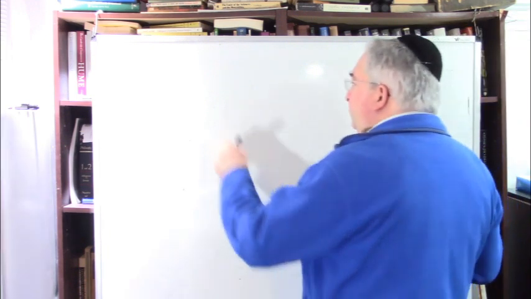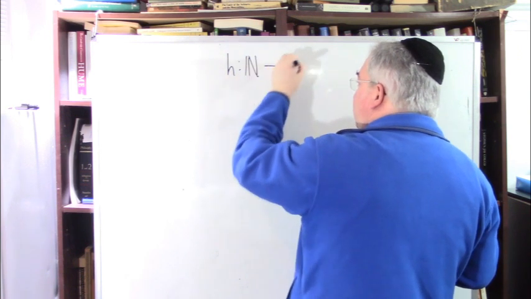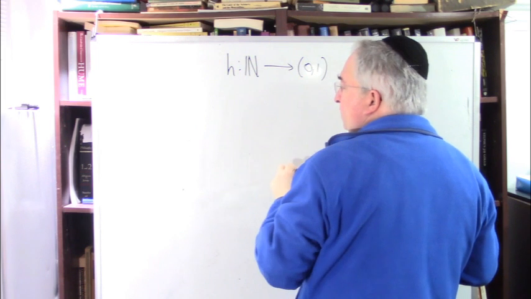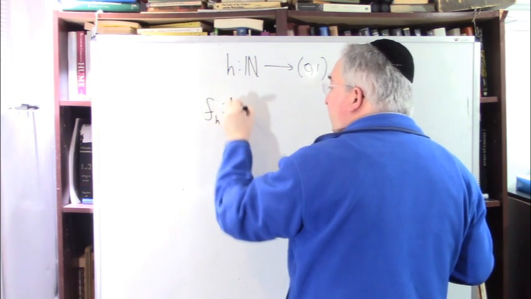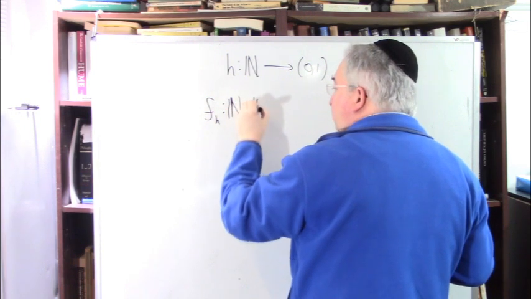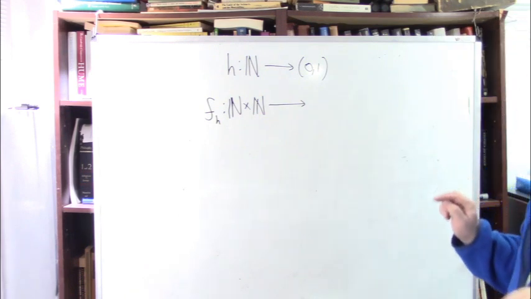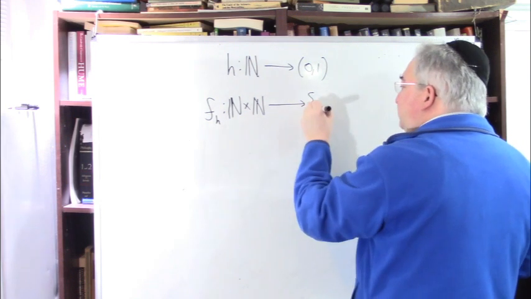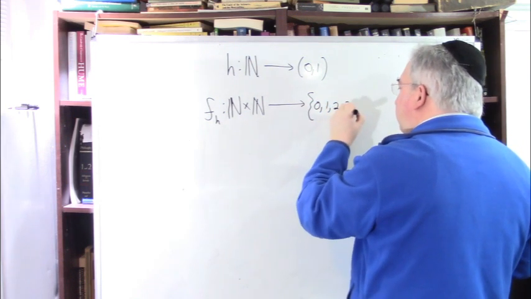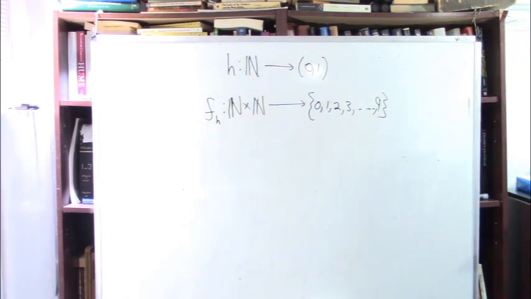Okay, guess what? For a purported function from here to here, there is a function f sub h which goes from the natural numbers cross the natural numbers to, now this is the different part, not the set 0 and 1. We're going to deal with the set, you ready? 0, 1, 2, 3, all the way till 9. Let me tell you how this function is defined.